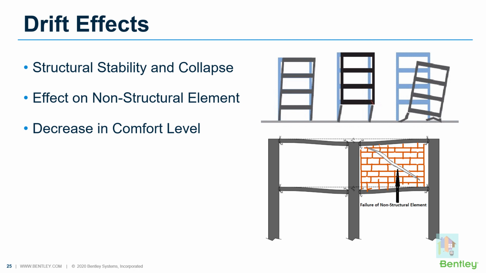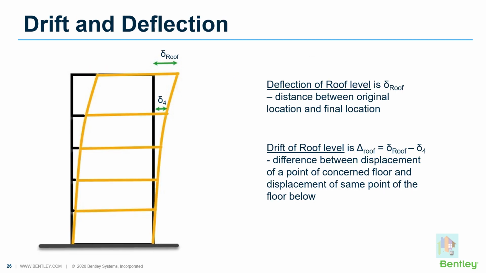So, drift control is very much necessary for any tall structure, and this can be done by properly understanding the drift behavior and by identifying the structural elements that can control the drift. Drift is different from deflection. Deflection is the distance between the old and new position of a node or member under applied load, whereas drift is the difference of displacement of a node at one story and displacement of the same node of the story below. So it is the relative displacement of two stories.